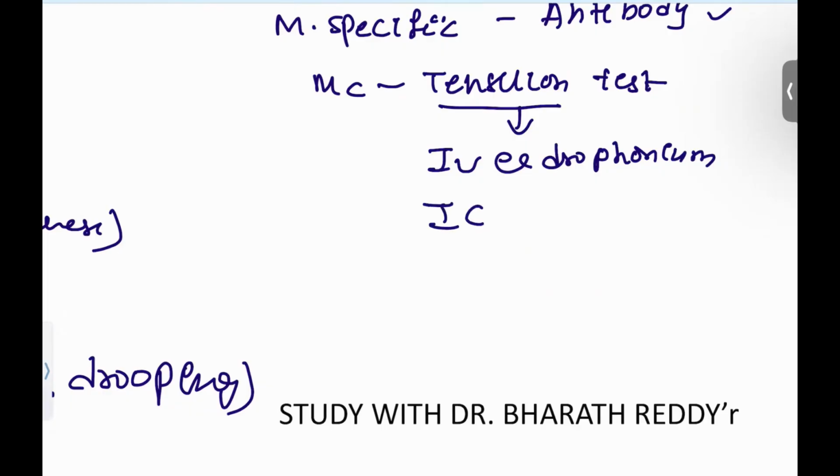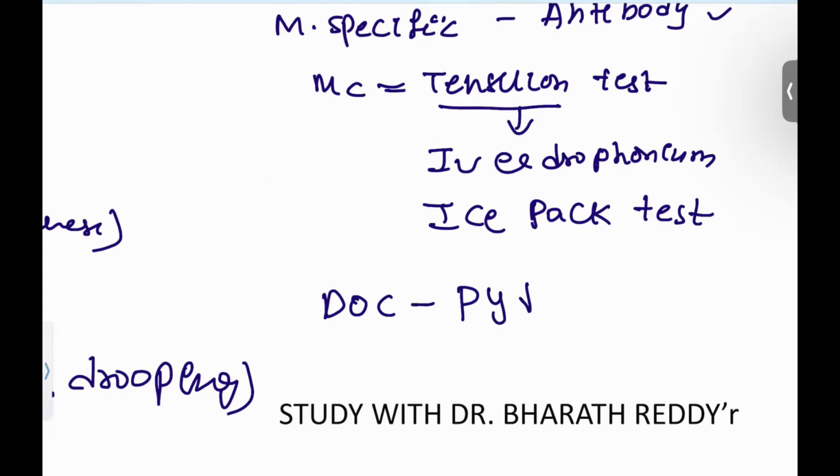And even the ice pack test. So the ice pack test also usually improves the ptosis of the patient. And for the drug of choice, pyridostigmine is given for this patient. Okay.